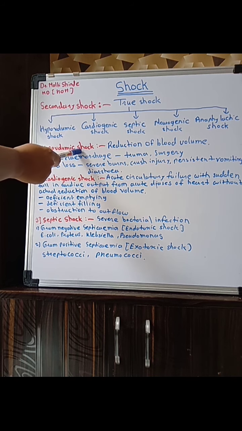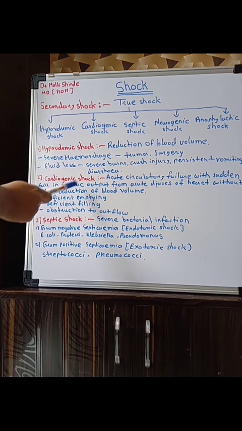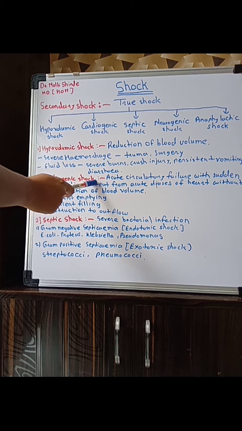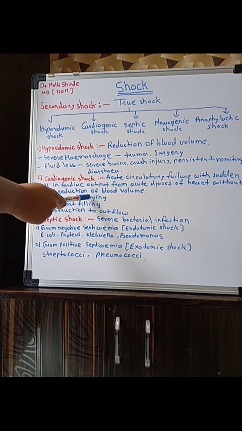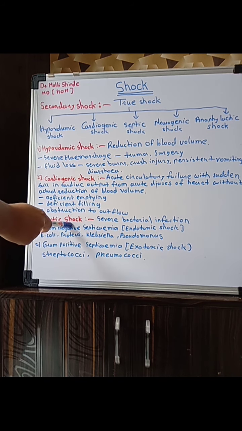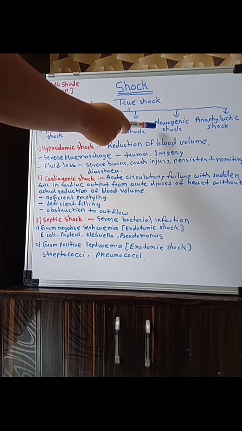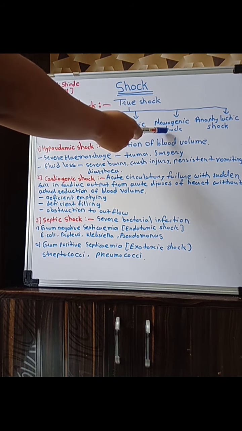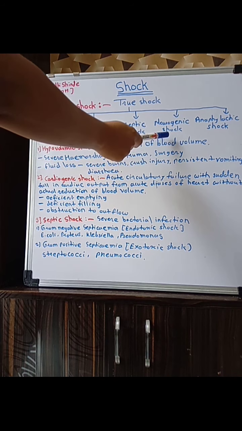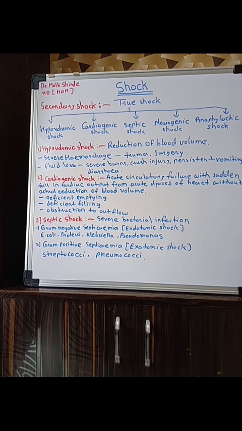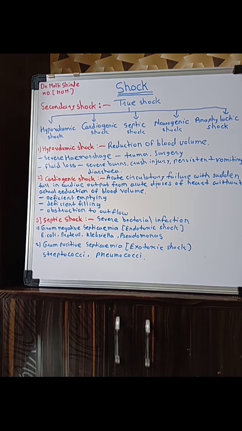So these are the three types of shock. First, hypovolemic shock due to reduction of the blood volume. Second, cardiogenic shock due to acute circulatory failure. And third, septic shock due to severe bacterial infection or septicemia. It may be endotoxic or exotoxic. And the special type of shock, the fourth type, is neurogenic shock. It is due to some neurological disorder or spinal cord injury. And the last one is anaphylactic shock. It is due to an allergic reaction.